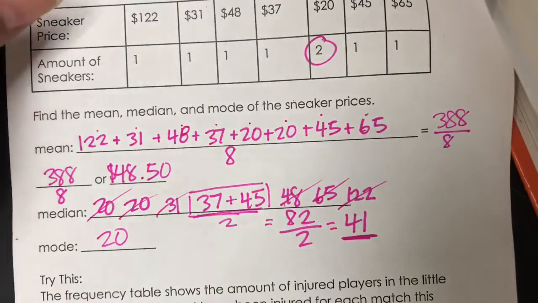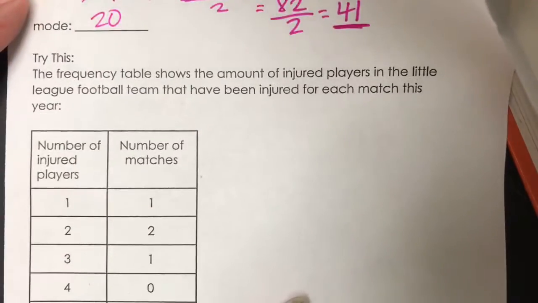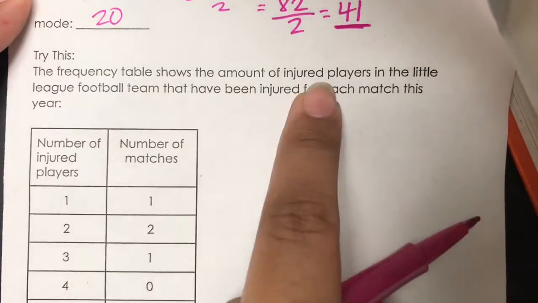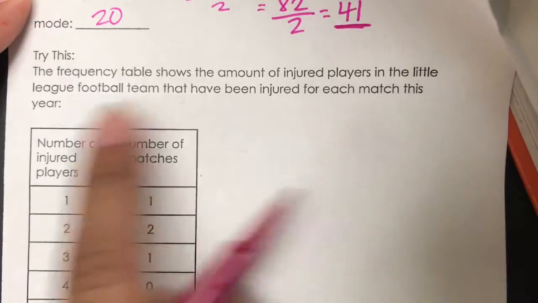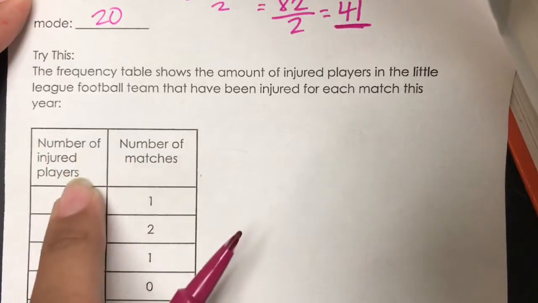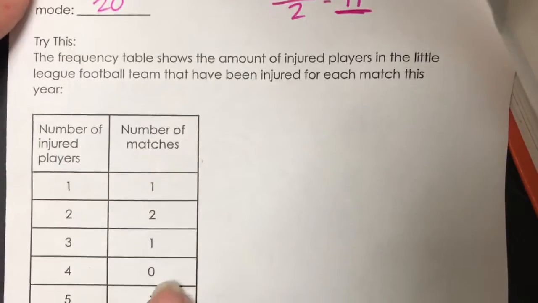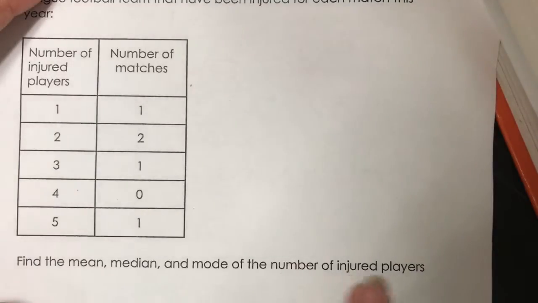Okay? So what I now need you to do, at the bottom of your paper, you're going to see a try this. Okay, so the frequency table shows the amount of injured players in the Little League football team that have been injured for each match this year. So the table shows the number of injured players and the number of matches for each of the injured players. Find the mean, median, and mode of the number of injured players. So you're going to solve this on your own.